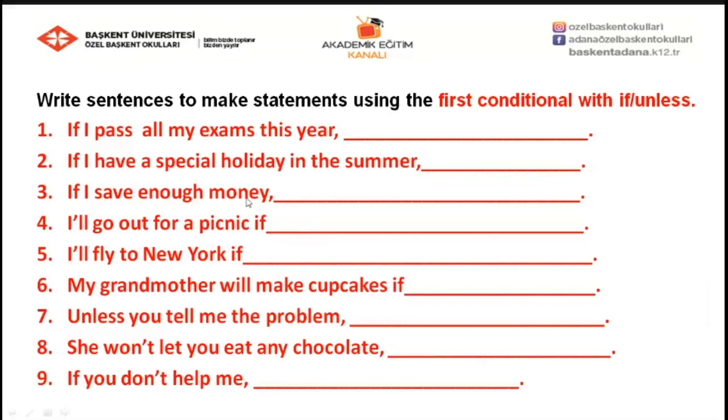If I save enough money, I will go out for a picnic if, I will fly to New York if, my grandmother will make cupcakes if, unless you tell me the problem, she won't let you eat any chocolate if you don't help me. Just think about the rest of these sentences and then you just need to make statements using the first conditional with if or unless.